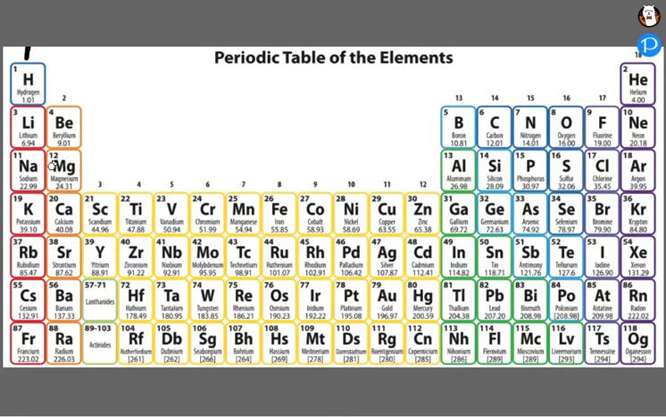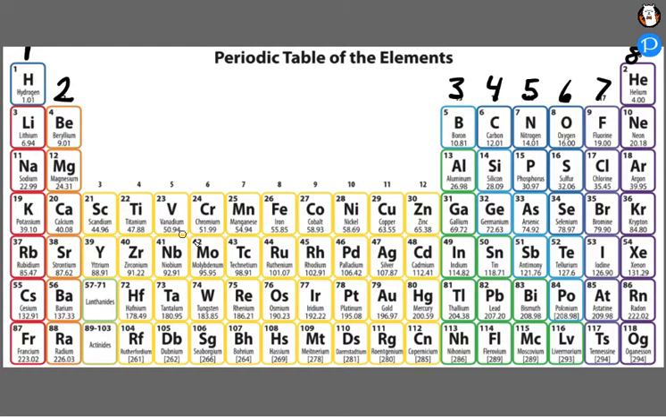These elements here have 2 valence electrons. If we come over here, these elements have 3 valence electrons, and then we can just continue that pattern. So 4, 5, 6, 7, and these guys have 8 valence electrons.